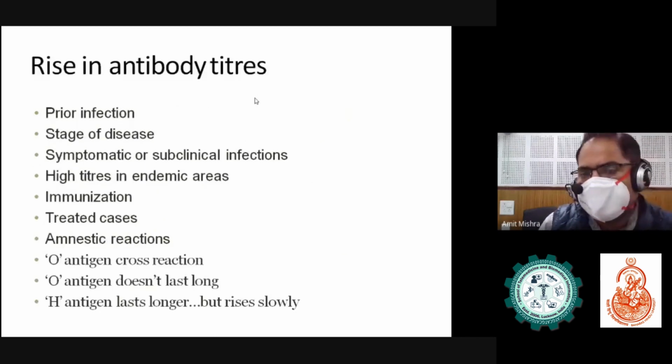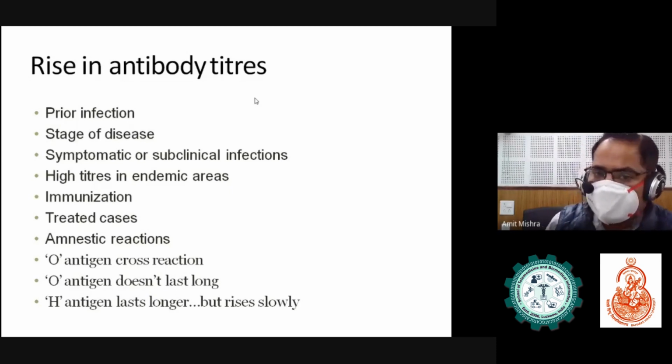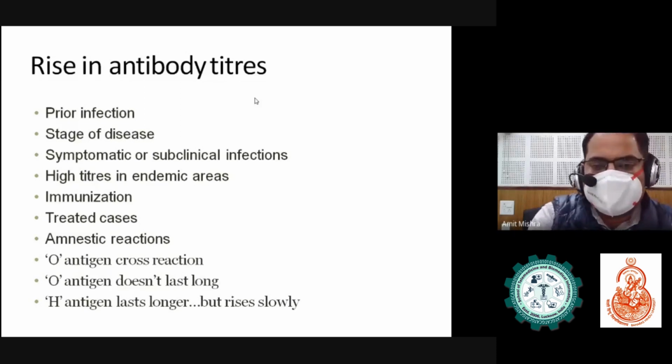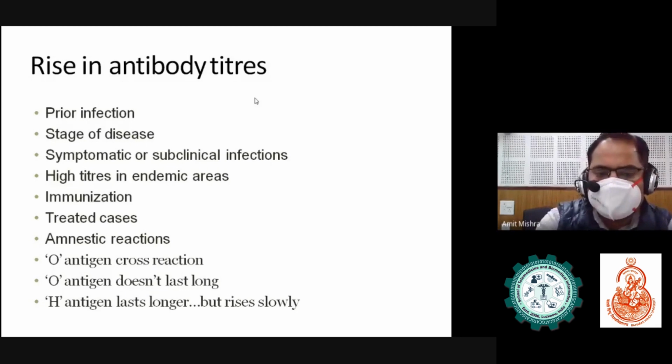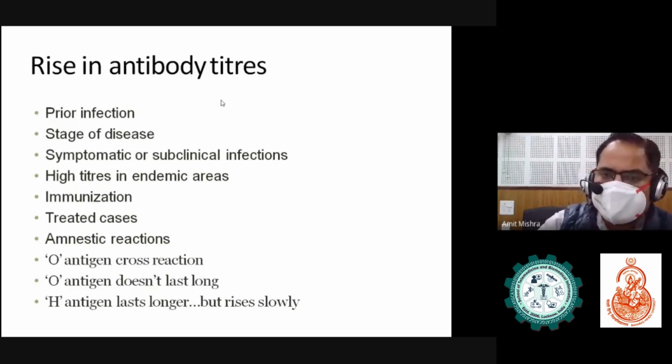We can see a rise of antibody titers in prior infection, stage of disease, and symptomatic or some clinical infections. High titers can be seen in endemic areas, immunizations, treated cases, anamnestic reactions, and O antigen cross reaction. O antigen doesn't last longer. H antigen lasts longer but rises slowly. So these can all hamper the result of the Widal test.